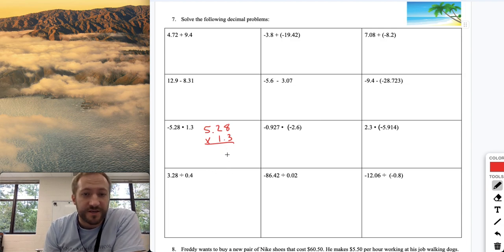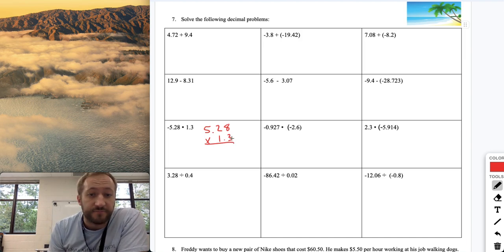All right, so looking at this, 5.28 times 1.3, I'm going to start multiplying. 3 times 8 gives me 24. Carry the 2. 3 times 2 gives me 6, plus 2 is 8. 3 times 5 is 15. Now look, I'm moving place values. I'm no longer in this 3 column. I'm going to move over to this 1 column. I'm going to put a 0 here so I can move over to the 1 column. Now I have 1 times 8 gives me 8. 1 times 2 gives me 2. 1 times 5 gives me 5.